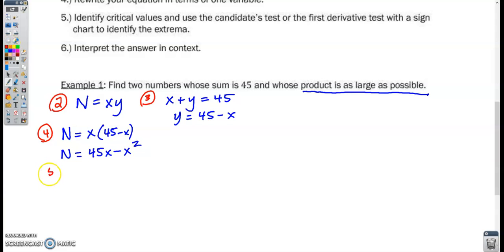All right, and then I move on to step 5. Let's find the critical points. So I take the derivative of N, which gives me 45 minus 2x, and I set that equal to 0.